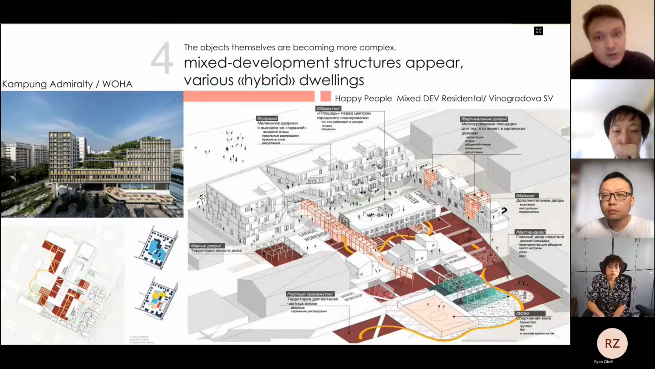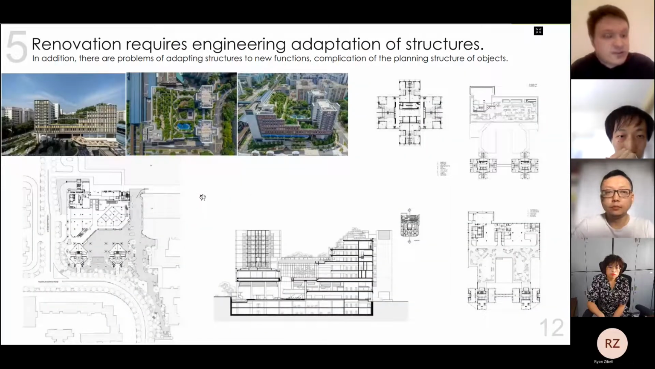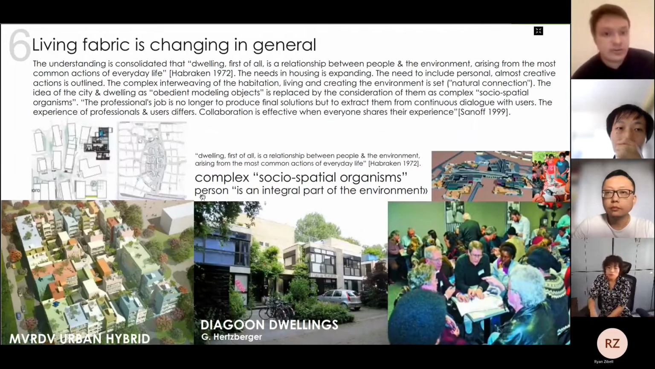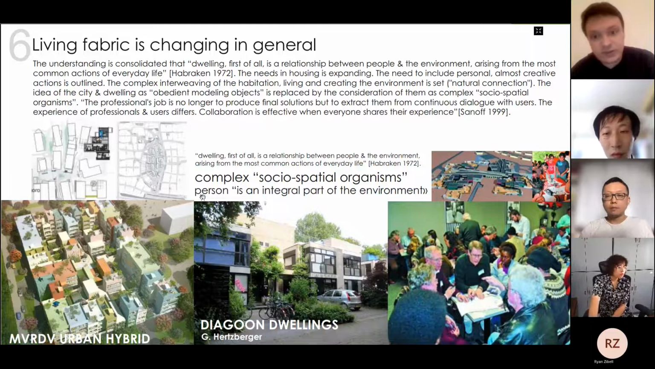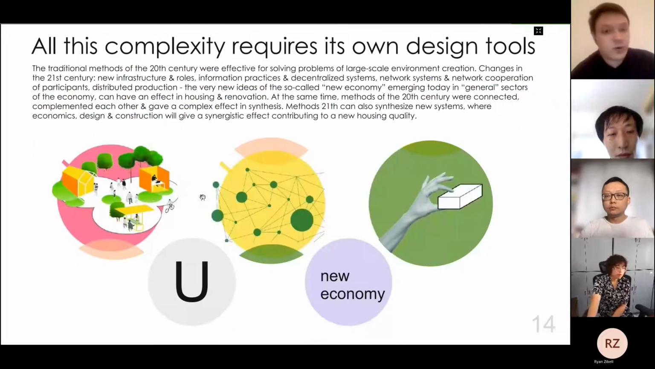The objects themselves are becoming more complex. Mixed-use development structures appear, various hybrid dwellings. Renovation requires engineering adaptation of structures. We can see here the living fabric is changing in general. The understanding is consolidated that dwelling, first of all, is a relationship between people and the environment, arising from the most common actions of everyday life. The idea of the city and dwelling as obedient modeling objects is replaced by a consideration of them as complex social spatial organisms. So all this complexity requires its own design tools.